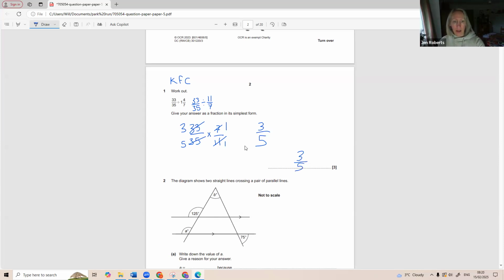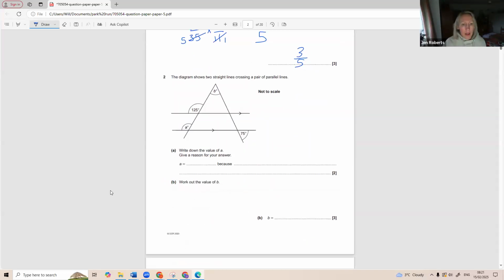If you had just multiplied them, let me just cheat here and get a calculator just to save some time. If you had done 33 times 7, you would have got 231 here. And 35 times 11 is 385. So I'd have been looking at that and thinking, not sure what the common factors are to simplify without a calculator. So can you see it's just easier to simplify first. If you had done that and not simplified, you would have still picked up some marks.